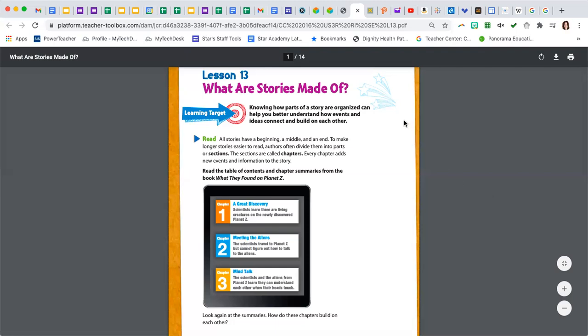So, please take a look here at the learning target on page 214. It says, knowing how parts of a story are organized can help you better understand how events and ideas connect and build on each other. So, when you read stories, especially long ones that have been divided into chapters, stop after reading each part and ask yourself how the events in that part add to the part before it. This will help you better understand the story.